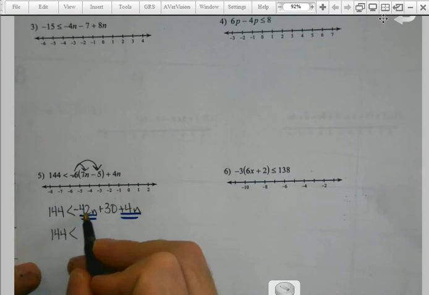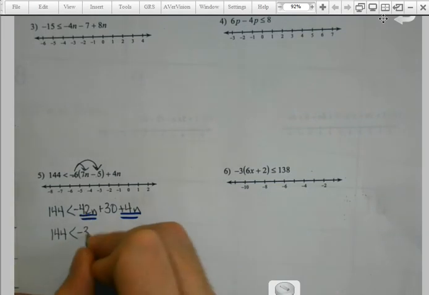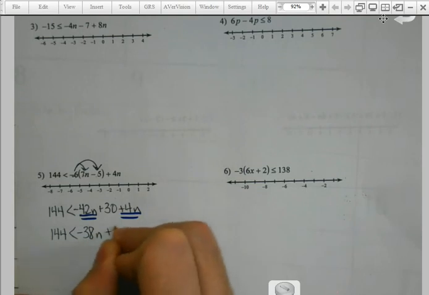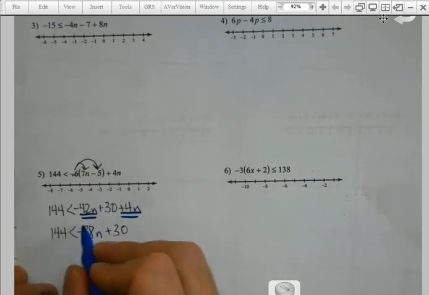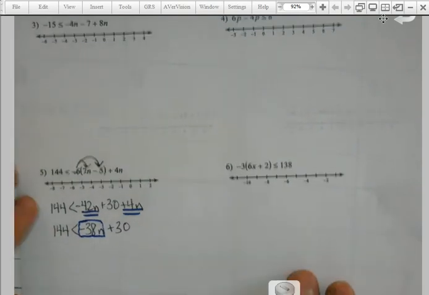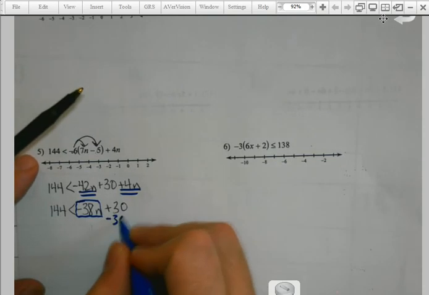Close. Yes. I owe somebody 42 bucks. I pay him 4 back. Now I only owe him 38. Nicely done. And now it's kind of similar to the last one we were doing. I want to get my n by itself. I'm going to minus the 30.